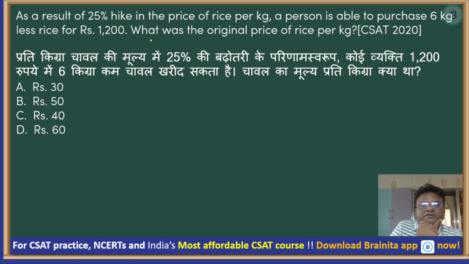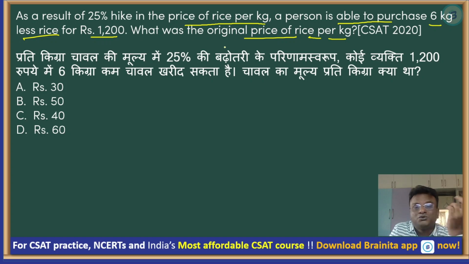As a result of 25% hike in the price of rice per kg, a person is able to purchase 6 kg less rice for rupees 1200. What was the original price of per kg? Now, the simplest way to solve this, there are multiple ways to solve this, but I would say that the simplest way to solve this is assumption.